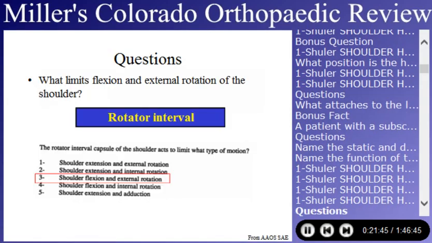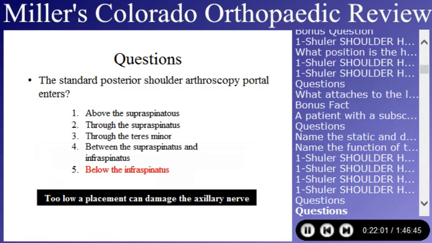What limits flexion and external rotation? This is becoming a testable item now. This is something that I probably wouldn't have gotten when I took my boards. It's the rotator interval. Rotator interval, capsular shoulder, acts to limit what type of motion? Shown there. Shoulder flexion and external rotation. Standard posterior shoulder arthroscopy portal is placed where? Too low a placement can injure the axillary nerve, so stay below the infraspinatus.